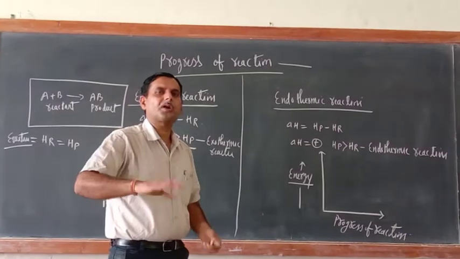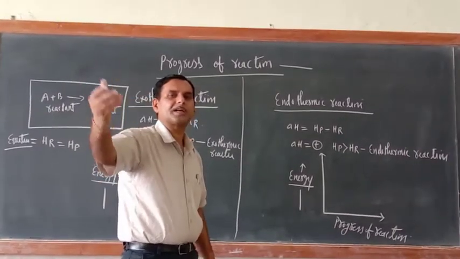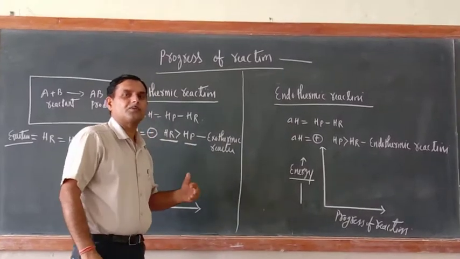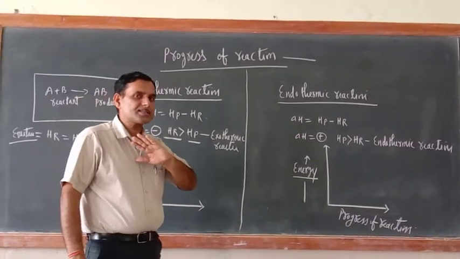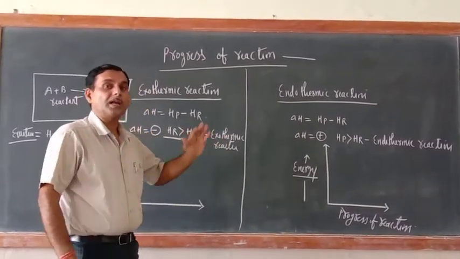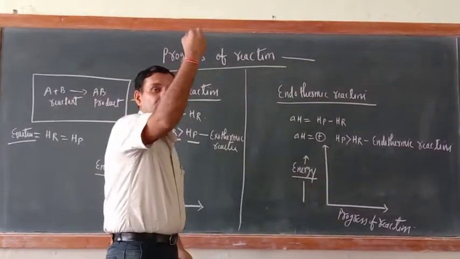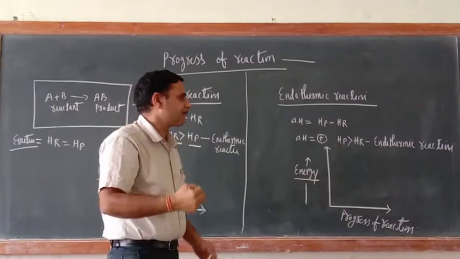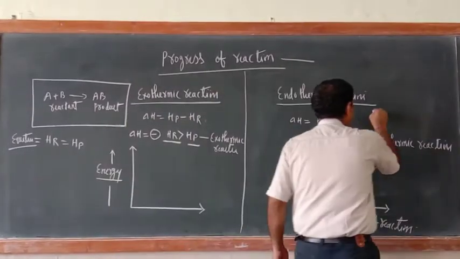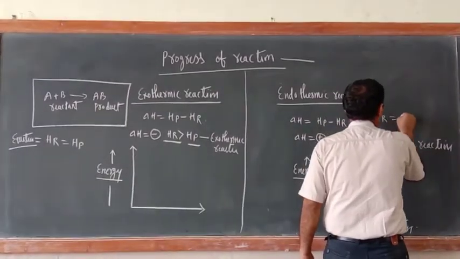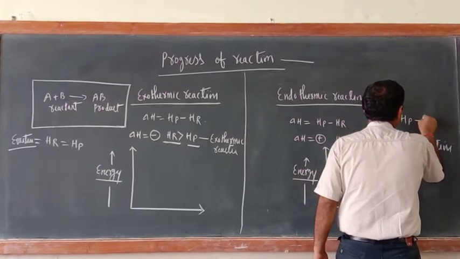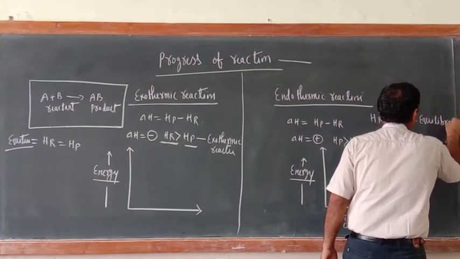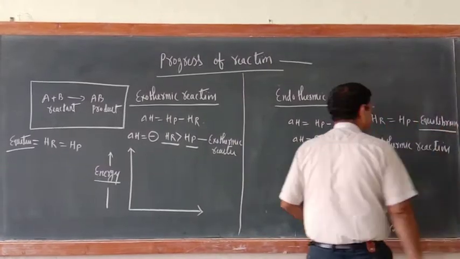Now what is the condition this time? The product wants to have equilibrium with the reactant. So what will the product do? The product has nothing to do. Only the reactant will this time absorb energy from the surroundings, so that Hr becomes equal to Hp and equilibrium can be established. This is the condition.